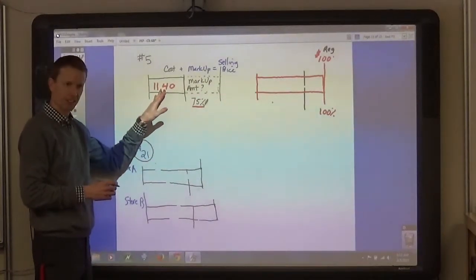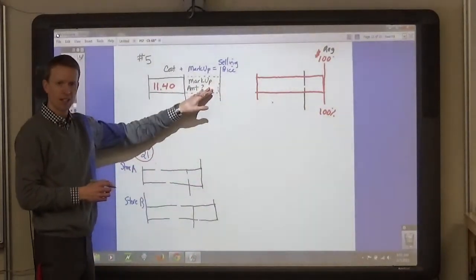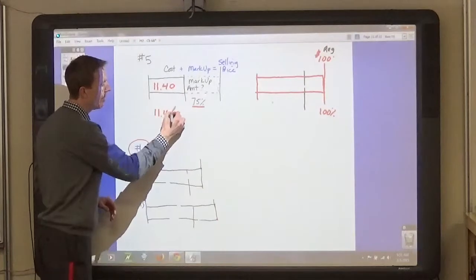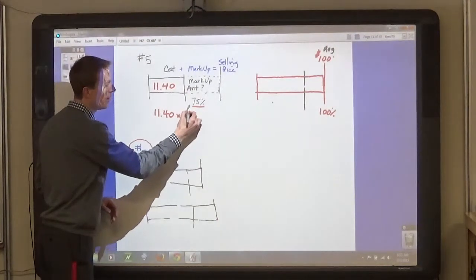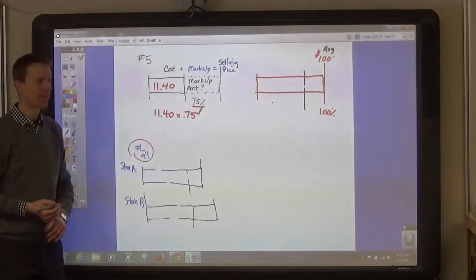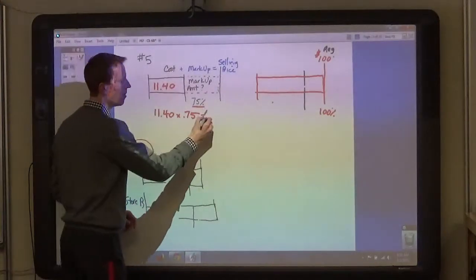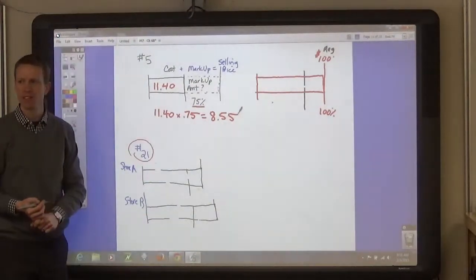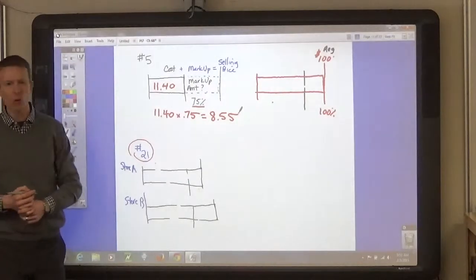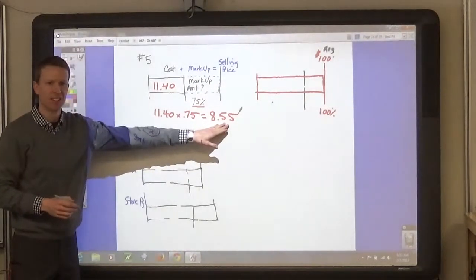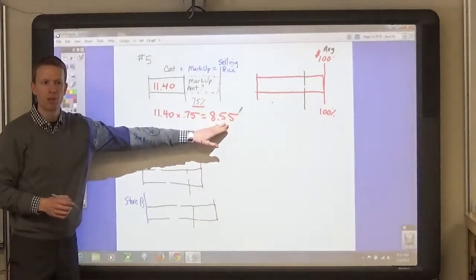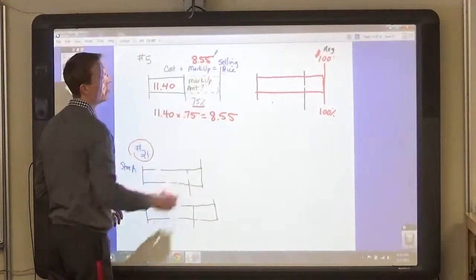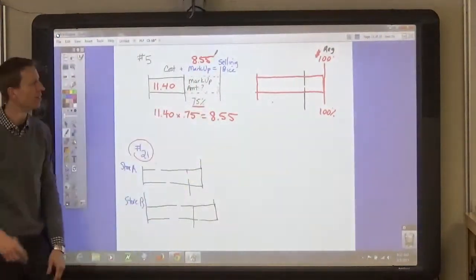75% of the cost is the markup. We need to find the markup amount. So we need to do 11.40 times 0.75. Do that right now. What is that? $8.55. What is $8.55? That's the markup amount. So that goes up here. Or we could put it here, but I already wrote some stuff there.